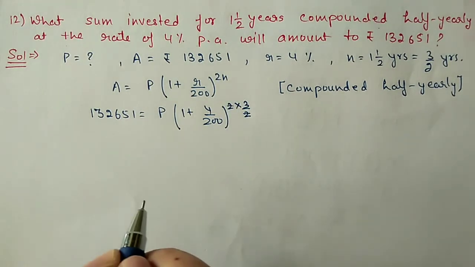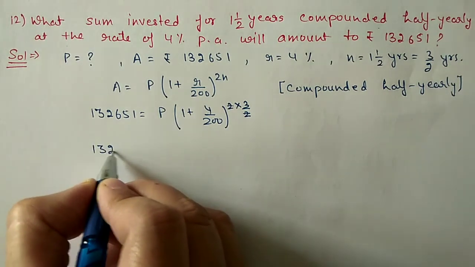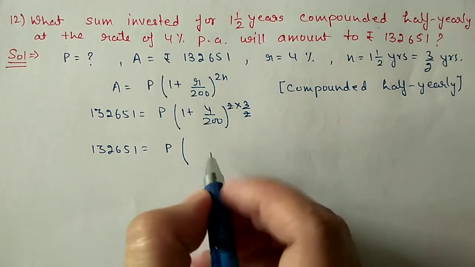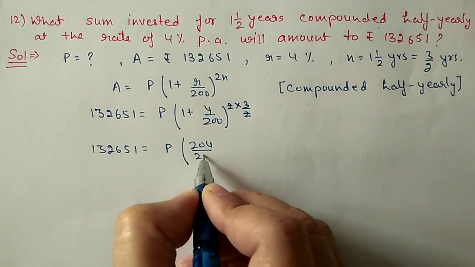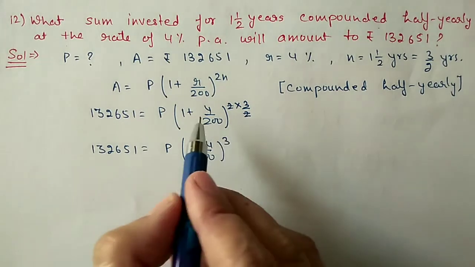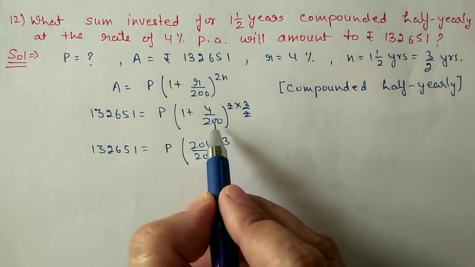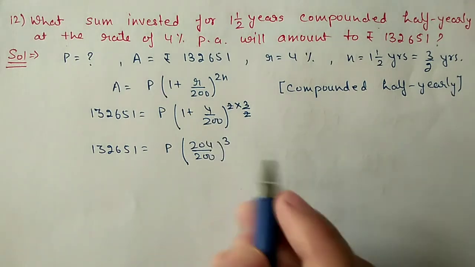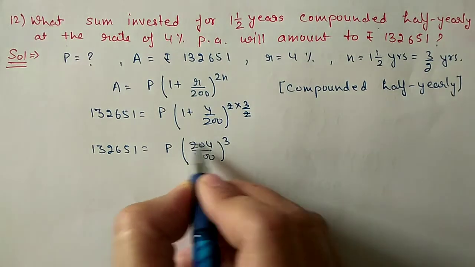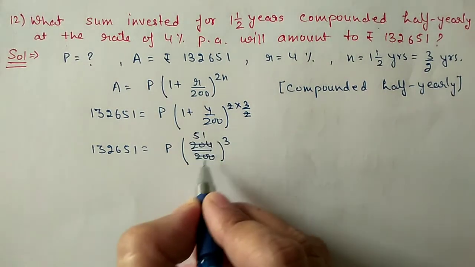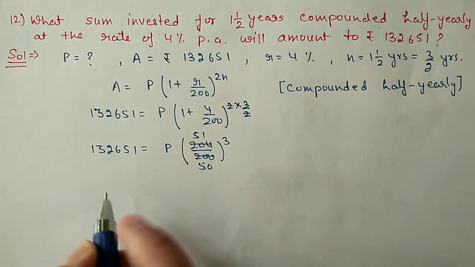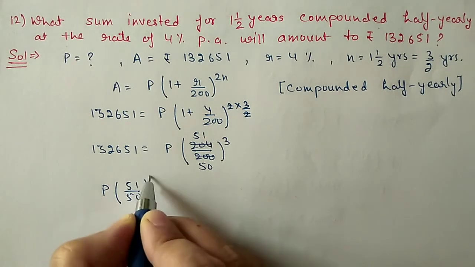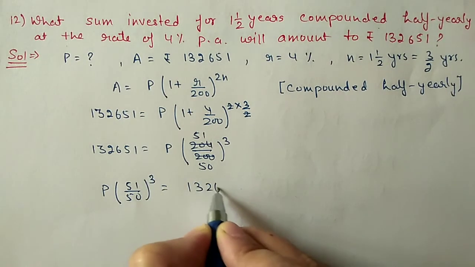So the 2s will cancel out and we get 132651 is equal to P. Simplify it after taking LCM, then you will get 204 by 200 to the power 3. Directly also you can write, it will always come as this plus this only. So 200 plus 4, 204 will come in the numerator, the denominator will be the same. Now you can cancel with the 4 table: 4 5s are 20 and 4 51s are 204. Both sides we will interchange because we have to calculate P. 51 by 50 to the power 3 is equal to 132651.